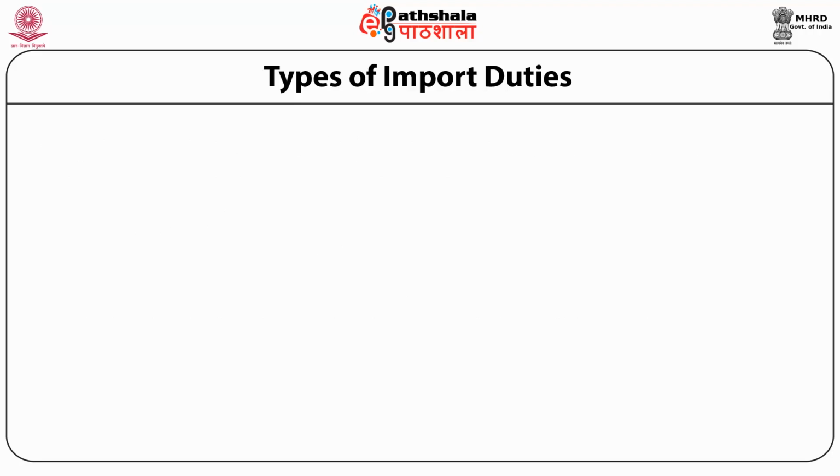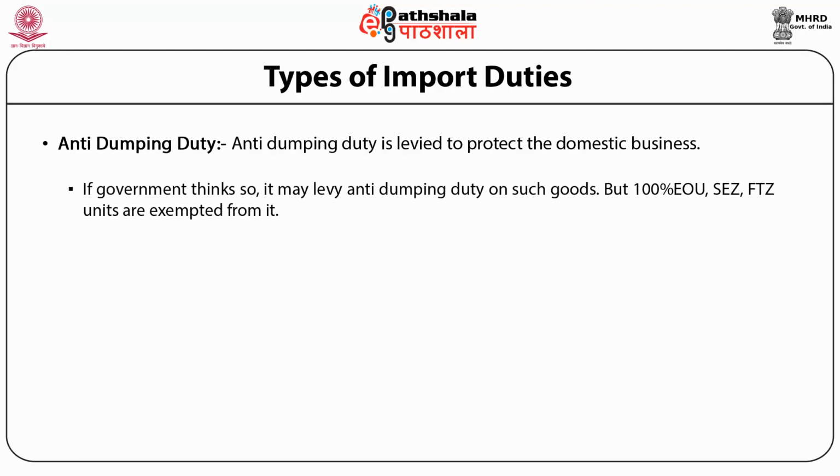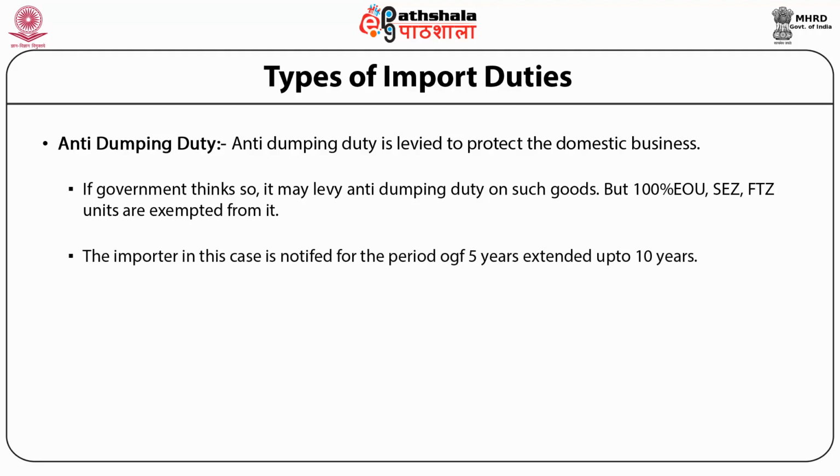Another type of duty is anti-dumping duty. Anti-dumping duty is levied to protect the domestic businesses. It is imposed on goods which are sold below the market price. If the government thinks so, it may levy anti-dumping duty on such goods. But 100% EOUs, SEZs or FTZs units are exempted from it. The duty cannot exceed the difference between the market price and the export price, that is, the margin of dumping. The importer in this case is notified for a period of 5 years, extended up to 10 years.